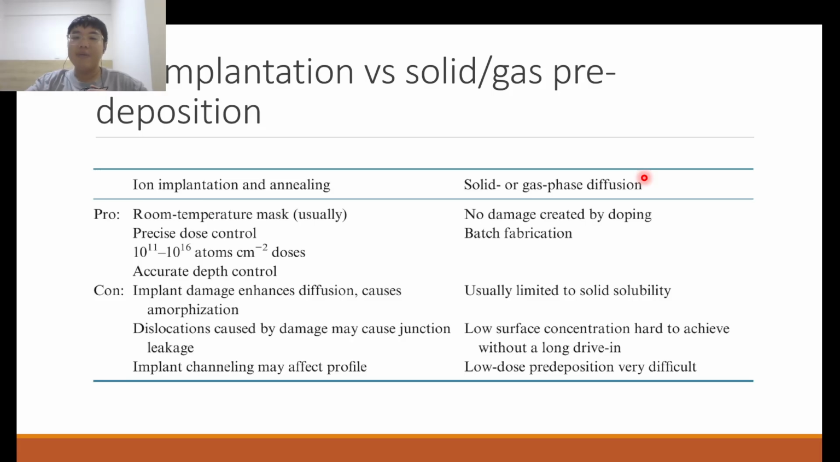Okay. At the same time, it's also hard to achieve a low surface concentration without a long drive-in, because we are limited to diffusing in dopants at the solid solubility level, which is pretty high. So if we want the surface to have a low concentration of dopants, we need to drive the dopants in a lot, right? And that takes a long while, and that's not good because it gets a very deep junction in the end of the day. And so as a result of all these factors, depositing a low dose becomes very difficult. So as a result, ion implantation is now the default and the most commonly used method for doping silicon to make field effect transistors.